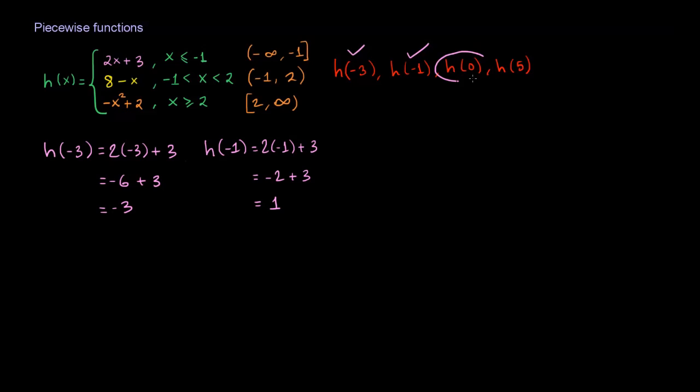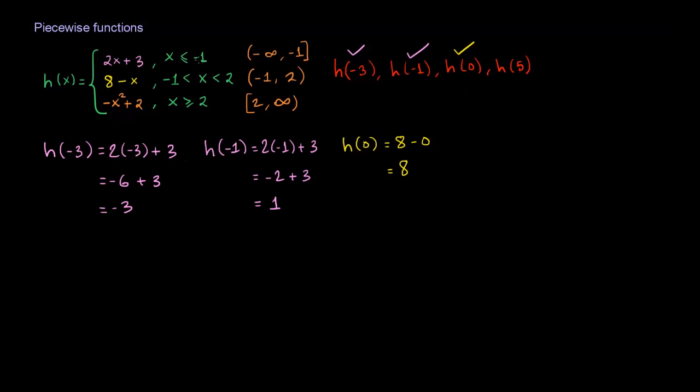Let's go for h of 0. You have to look again at which interval it falls in. Of course, it falls in this one because it's between -1 and 2. So we have to use this expression. I'm going to solve it here. The h of 0 will be 8 minus 0. So h of 0 is equal to 8. Now we are done with h of 0.